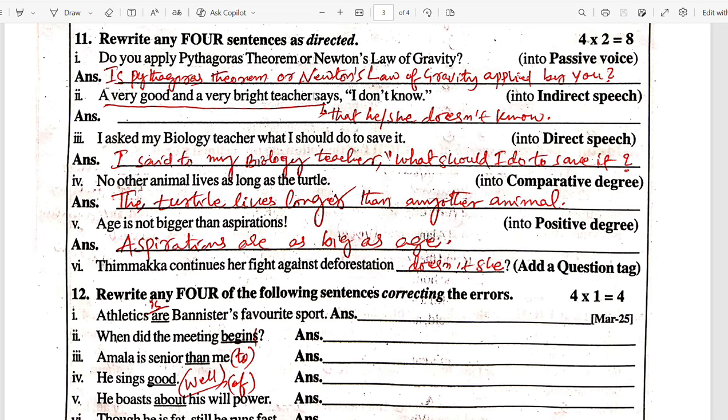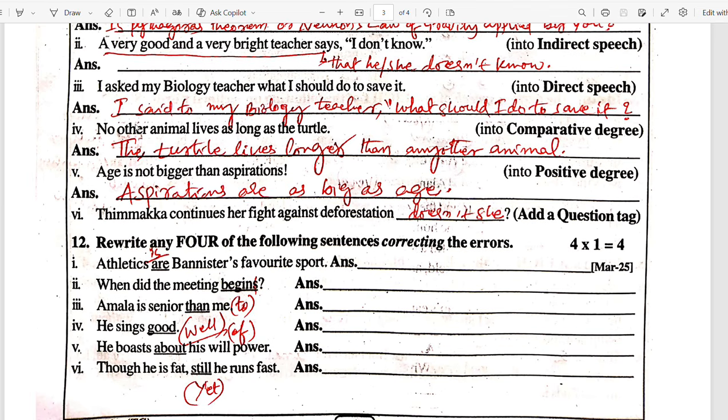So wherever the reported speech is in present tense, the rest of the sentence does not change. I asked my biology teacher what I should do to save it. Direct speech: I said to my biology teacher, inverted commas, what should I do to save it? You have to close inverted commas here.